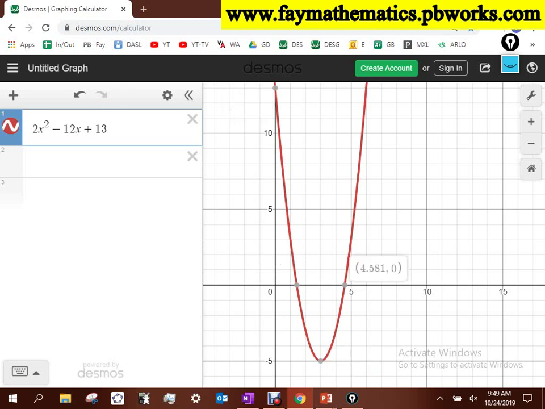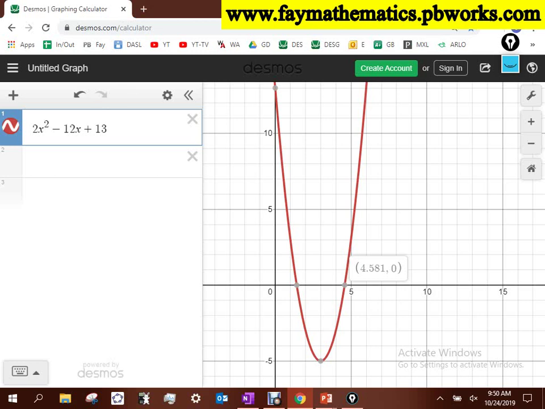4.581, comma 0, right? So those are all the things that we found algebraically. Okay? Something that they might do is provide you... understand the overall purpose of what we just did was to generate points to graph something. And eventually that should be a quick process. Okay? So we can quickly graph the entire function.